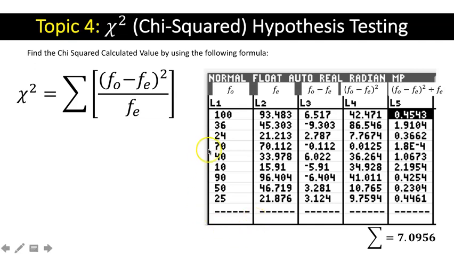So I'm going to call this pho, phi, pho minus phi, pho minus phi squared, pho minus phi squared divided by phi. Again, say it with me. Pho, phi, pho minus phi, pho minus phi squared, pho minus phi squared divided by phi. So this means the observed frequencies, the expected frequencies, observed minus expected. I'm going to square those values, and then I'm going to divide by the expected frequencies.